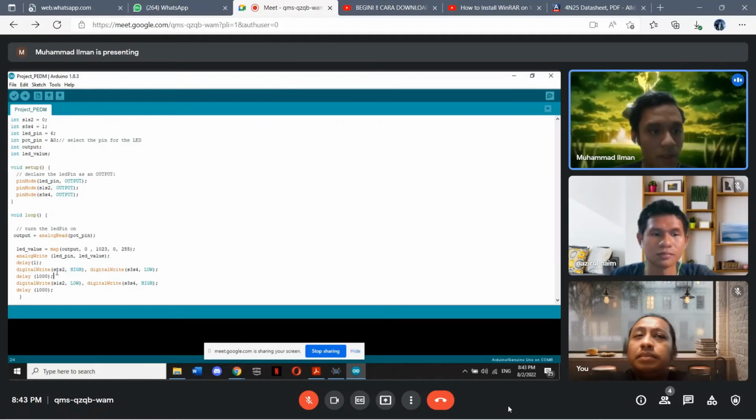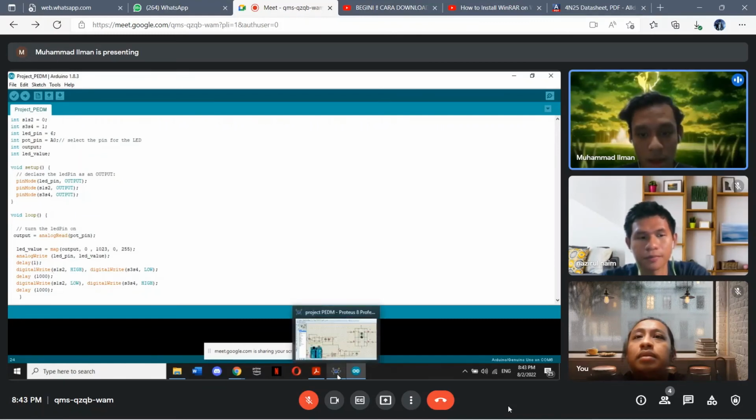So this is the digital write. When switch S1 and S2 are high, the digital write for S3 and S4 will be low. And on the other hand, when switches S1 and S2 are low, the switches S3 and S4 are high. As you can see, this results in reverse and forward switching of the motor.